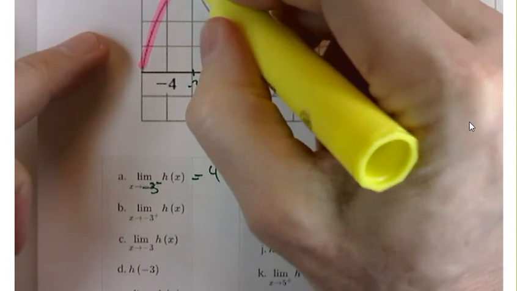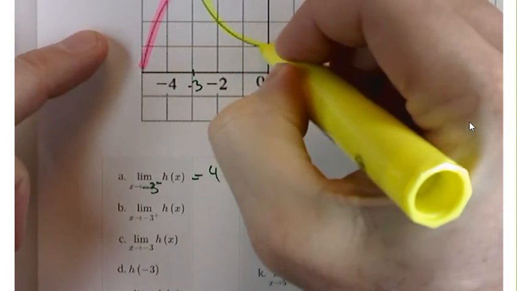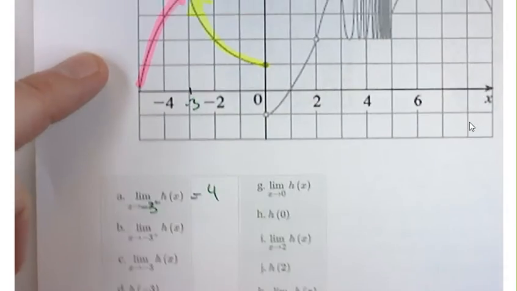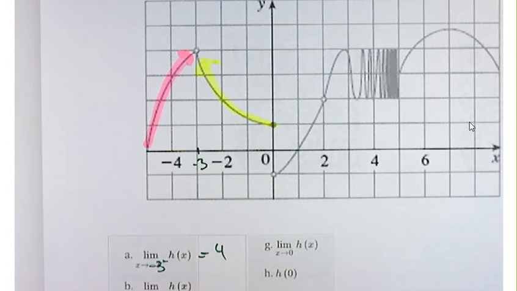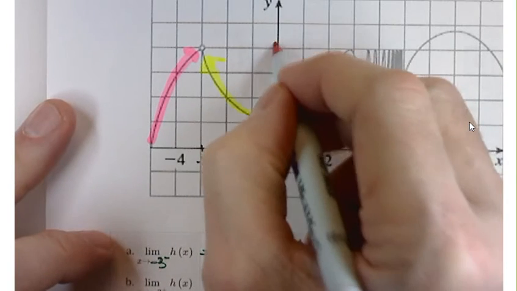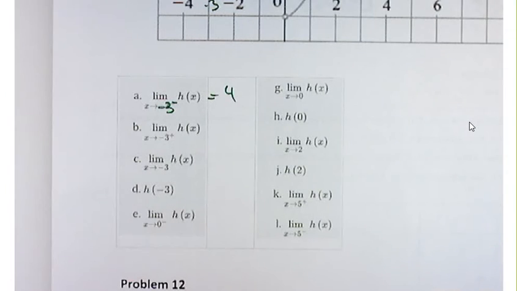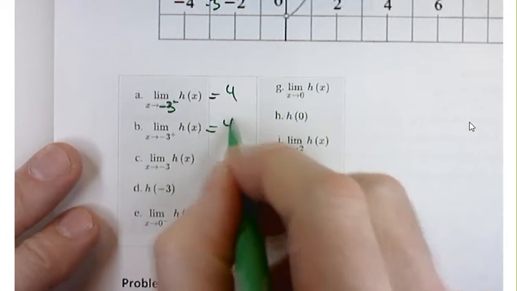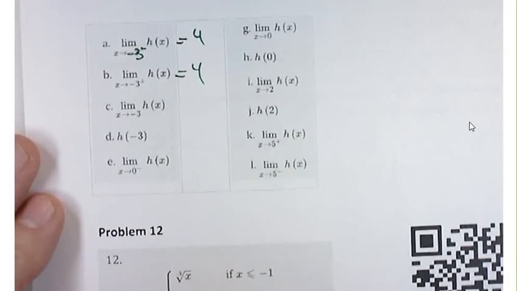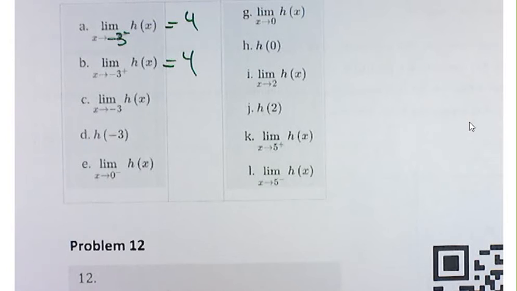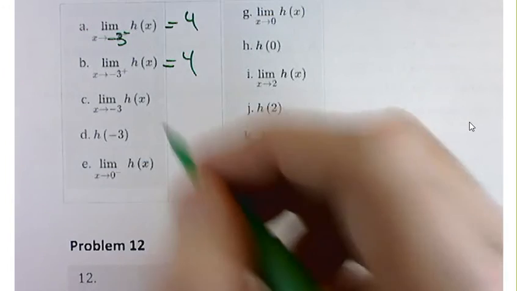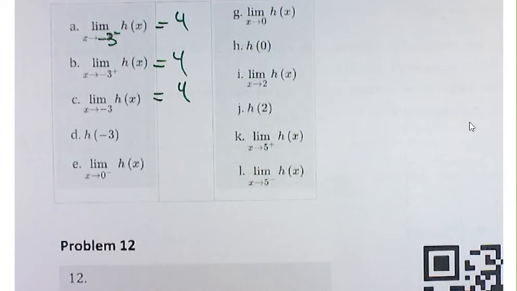Well, you're approaching this way this time. But fortunately for us, in terms of the limit, you're still getting close to 4. So the limit from the left and the limit from the right are both going to the same thing. So what does that say about the limit overall then? What can I put in there? 4, yeah. The limit from the left and the limit from the right both equal 4.